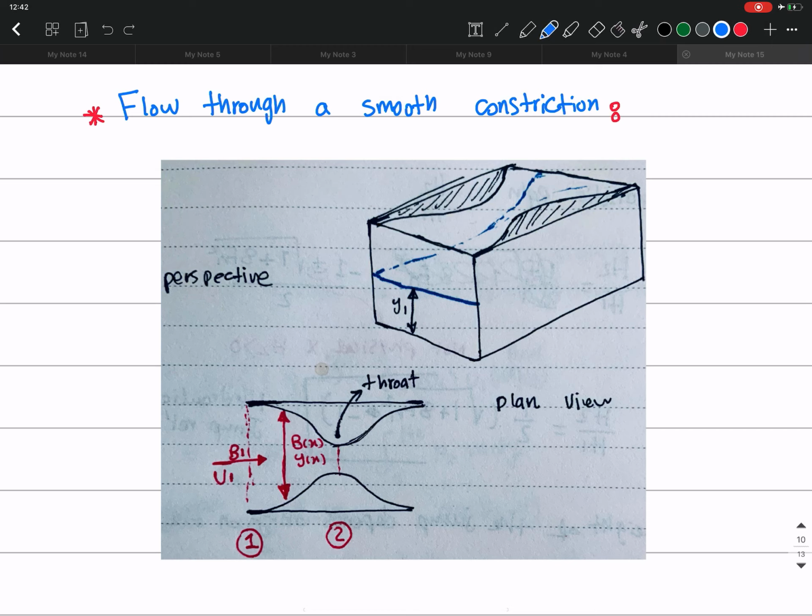and then we have water up to some elevation, say y1 at the beginning here. So we have some water that is moving. This is water, right? So we have some water that moves along this constriction. Okay, so we can show it like this.